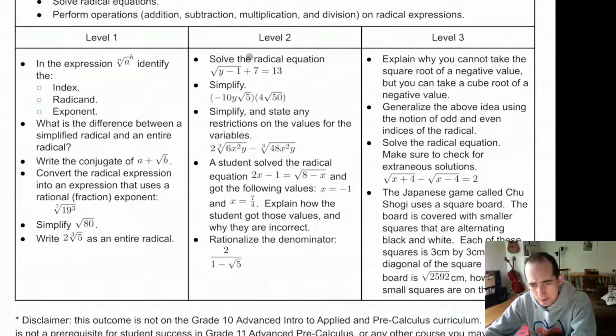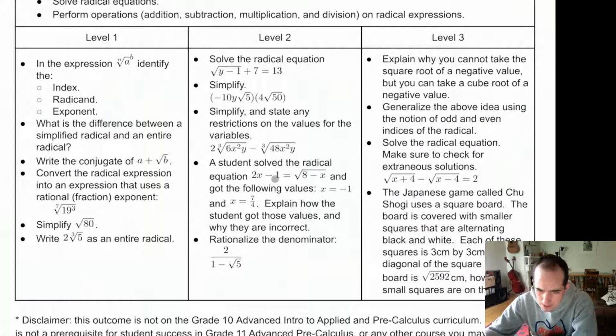So, solve this radical equation. We've seen solving radical equations is not super easy. It takes a lot of work. This one's a good one. So simplify and state all the restrictions on these variables. This is actually the one that I really like.